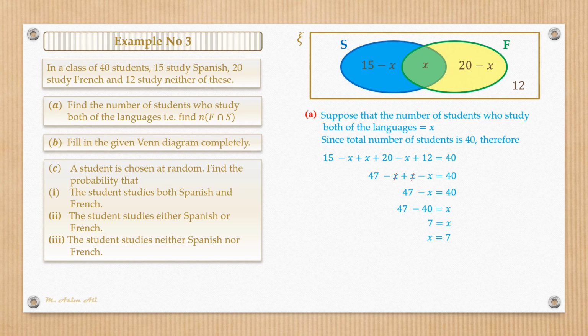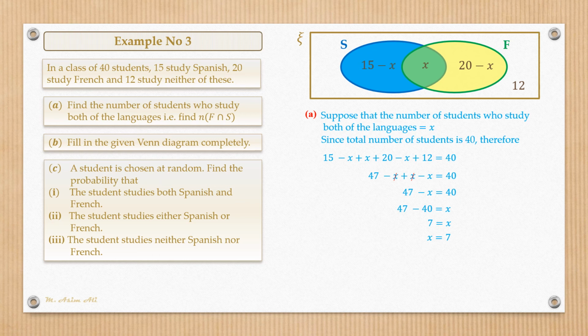B part, we fill in the diagram completely. Now we will fill the diagram completely. Till yet, the way we have filled the diagram is not a complete filling of the diagram because there is an unknown X. So we will put all of the known values. We have found the value of X. We can find the exact number of students in every region.